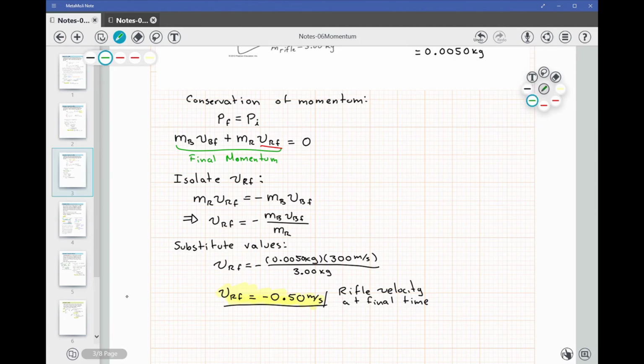We can add that since the sign of this velocity is negative, this means the rifle moves to the left, because we said that the positive direction was to the right, so the negative velocity indicates a motion to the left. And we are done with this problem.